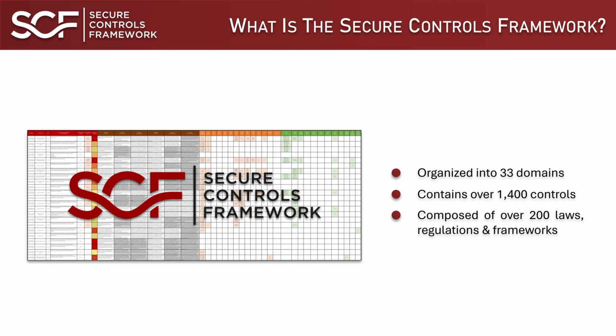In simple terms, the SCF is a meta-framework where it is a catalog of controls made up of over 200 cybersecurity and data privacy laws, regulations, and frameworks. This control catalog contains roughly 1,400 controls and is logically organized into 33 domains. The structure of the SCF normalizes disparate control language into something that is usable across technology, cybersecurity, privacy, and other departments where they can share the same control language.